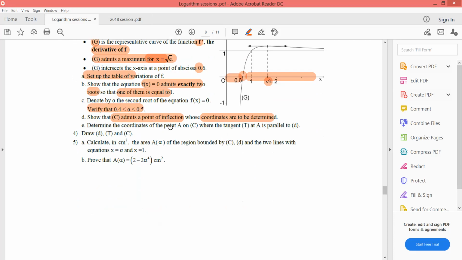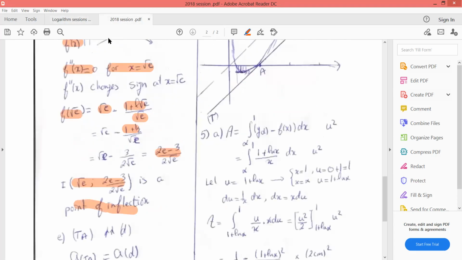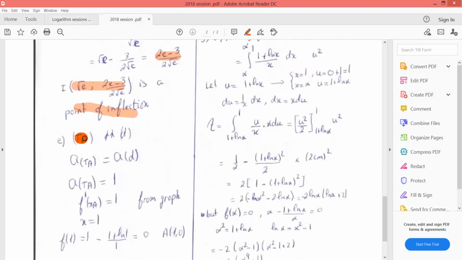Determine the coordinates of A on C where the tangent T is parallel to D. Two lines are parallel if they have the same slope. The tangent at A is parallel to D, so the slope of the tangent equals the slope of D. D is of equation y equal x, so the slope of the tangent equals 1.